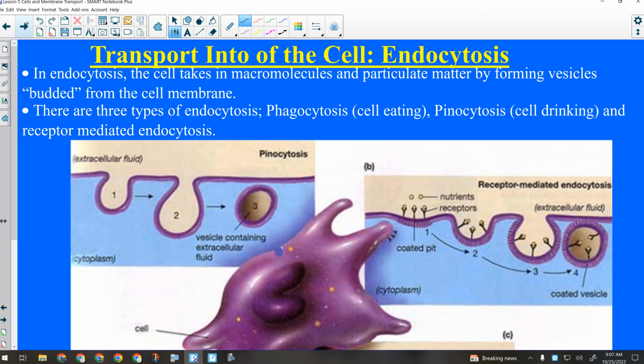There's actually 3 kinds of endocytosis. But again, the mechanics is the same. All that's different is what's coming in.